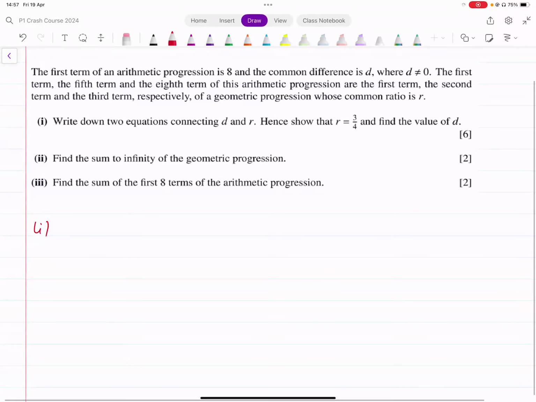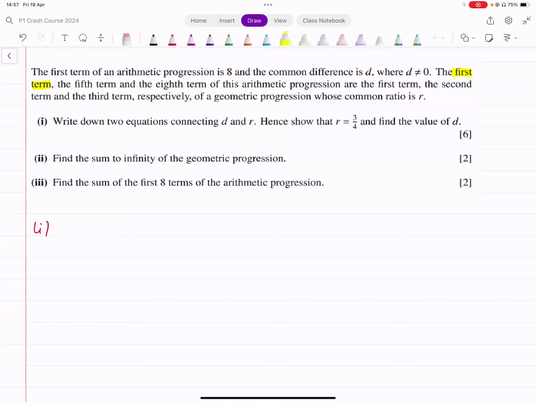It says the first term of an AP is 8 and the common difference is D, where D is not equal to 0. So the difference is not equal to 0. So first of all, we know the first term. The common difference is D. The first term, the fifth term, and the eighth term of the AP are the first term, the second term, and the third term, respectively, of a GP whose common ratio is R.